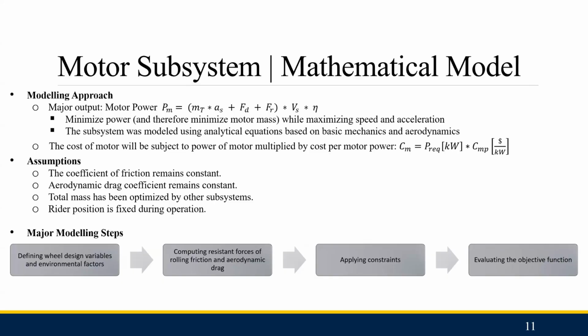We also included the cost of the motor that would be subject to the power of the motor multiplied by cost per motor power. Some of our assumptions included that the coefficient of friction and the drag coefficient would remain constant. We also assumed that the total mass used has already been optimized by other subsystems, and that our rider position is fixed during the operation of the scooter.